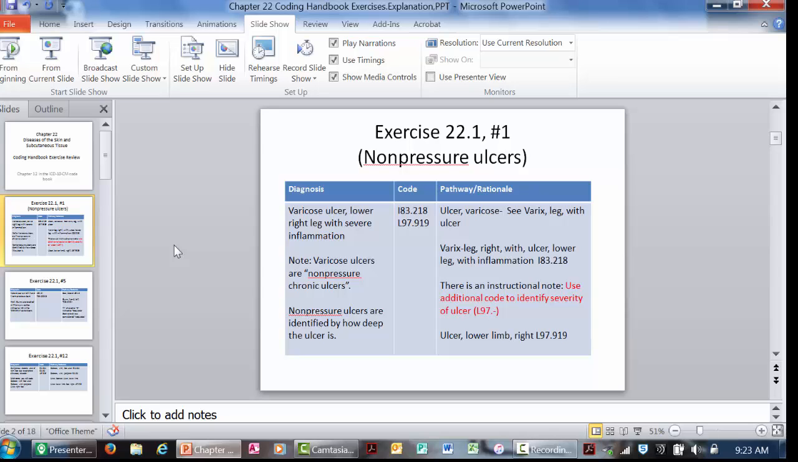This particular exercise, 22.1, number 1, has to do with varicose ulcers. These are ulcers that lie along a varicose vein, and they are classified as non-pressure chronic ulcers. And here we have the pathway to show you how to get there. You're coding both the varicose vein and the ulcer itself. The ulcer itself is where it's identified how deep it is, and the first code identifies the fact that it's an ulcer on the leg.